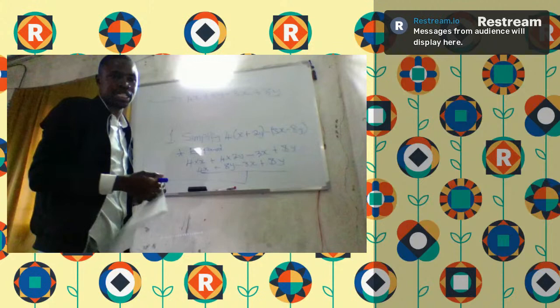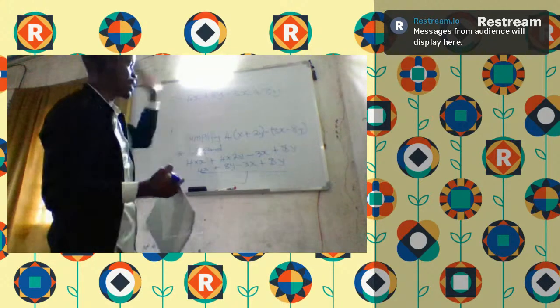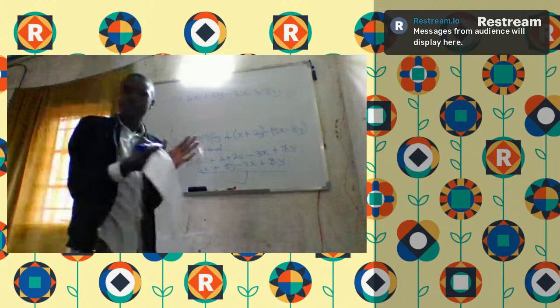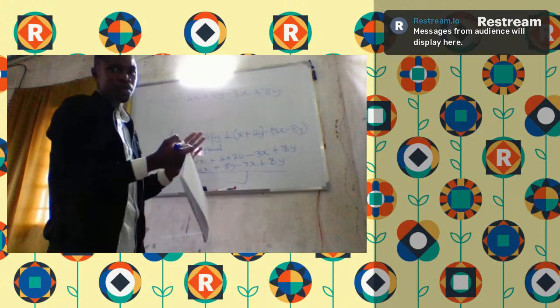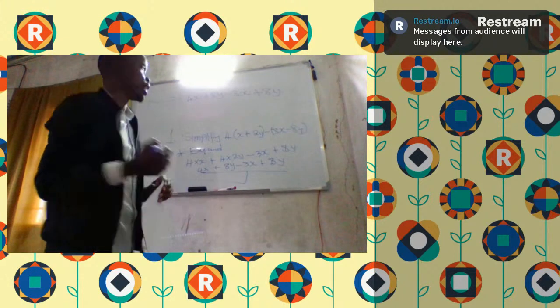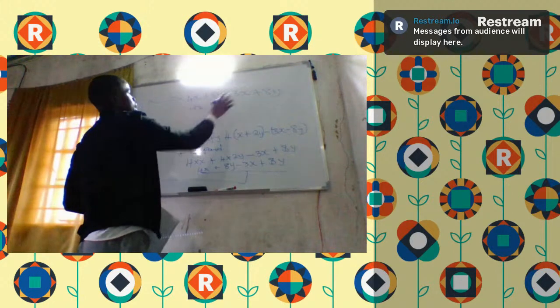Then next, when we multiply by x, we are going to have 4x. So from here, we have 4x plus 8y minus 3x plus 8y.